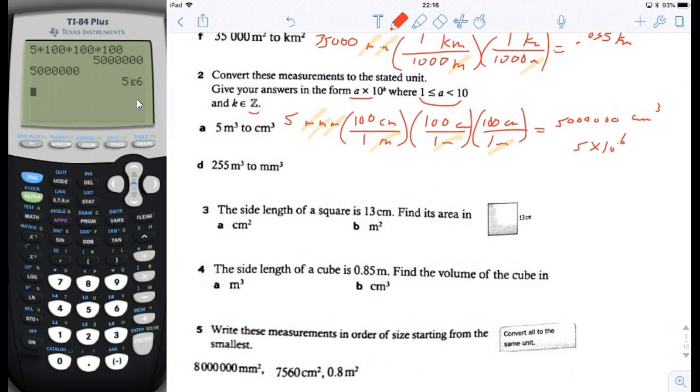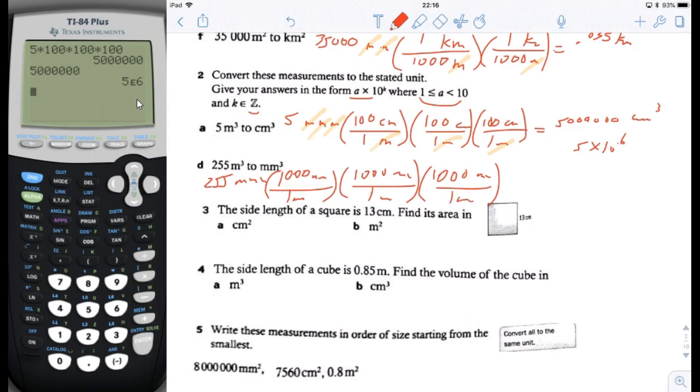Let's do the next one. 255 meters cubed, so I write meters 3 times, to millimeters cubed. So I'm going to change that by doing 1 meter on the bottom and 1,000 millimeters on top. And I'm going to do that 3 times. Millimeters on top, 1 meter on the bottom.